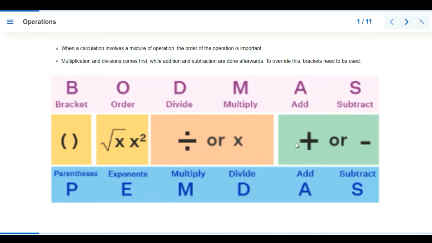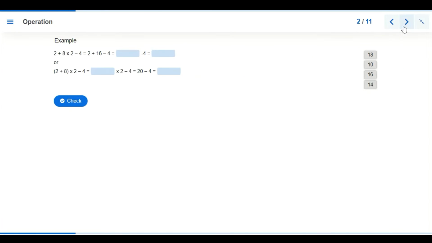So any way we want to go about it, by the time we are to solve any given problem, we have to follow these rules. And this will take us to the next activity. We have an example here. We have to solve 2 plus 8 multiplied by 2 minus 4. Though it's an activity for us to do, we are going to be expressing how we are going to solve the problem.